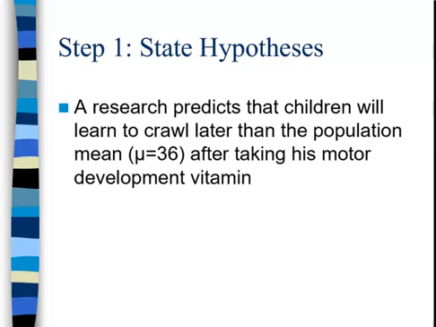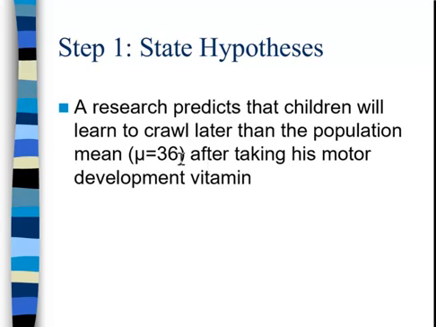Same example here: say a researcher predicts that children will learn to crawl later than the population mean of 36 months after taking his motor development vitamin. So what do we got here? A one-tailed or a two-tailed test? Hopefully your answer was one-tailed test, right? And what's the direction of the prediction here? Do we think that learning to crawl later than the population means that the sample mean should be less than or greater than the population mean? Hopefully you said greater than, right?